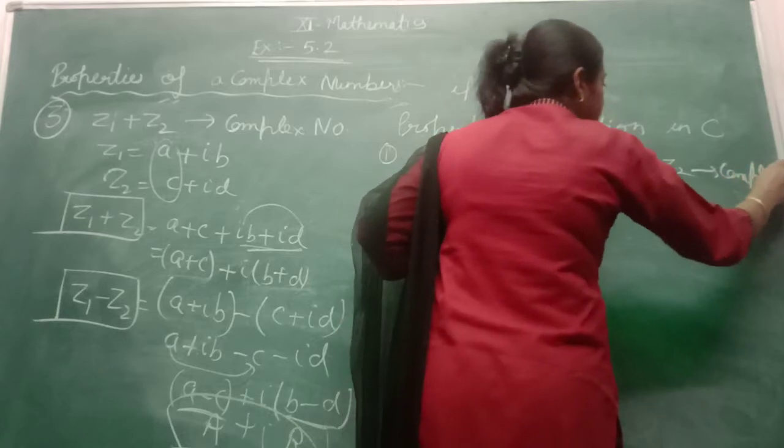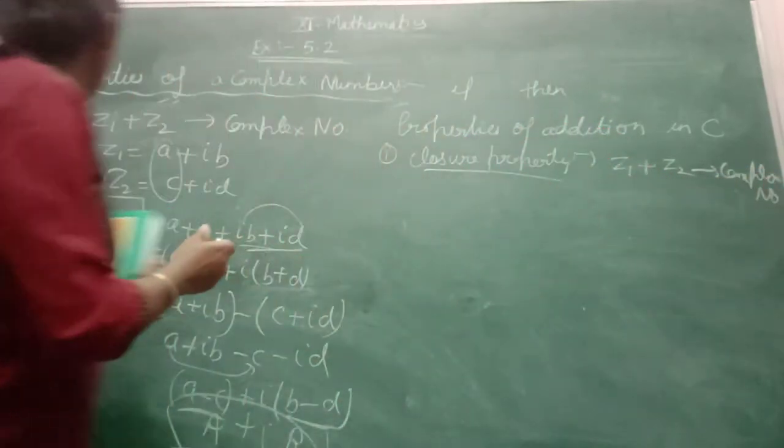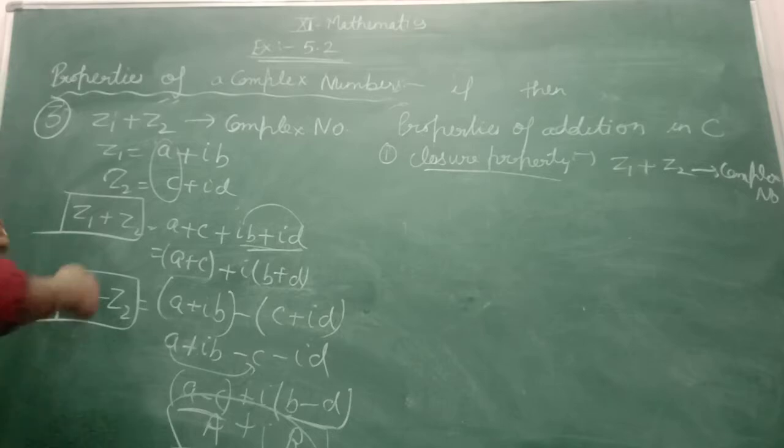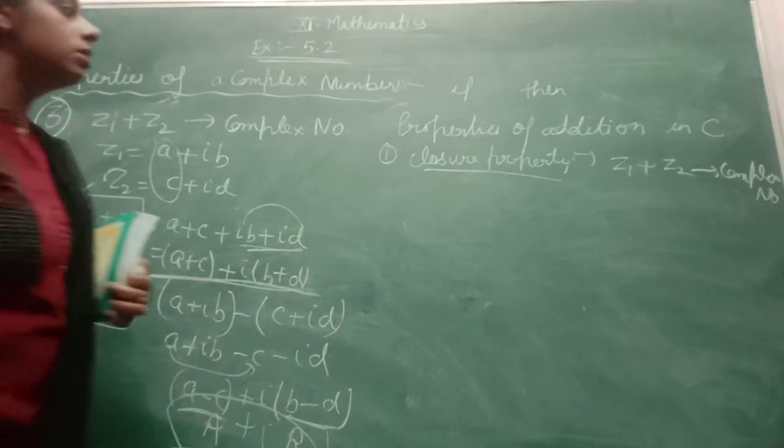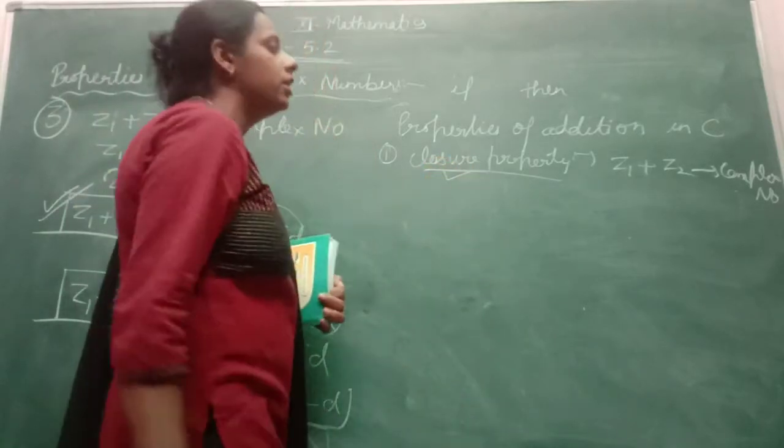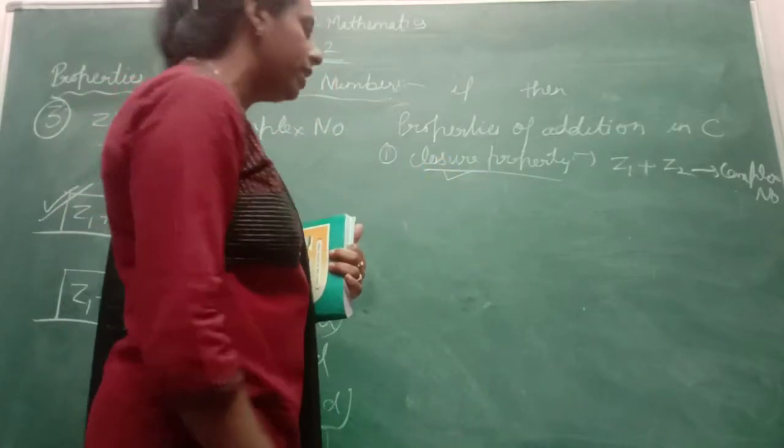You have done it previously, where we have shown that the addition of two complex numbers is also in the form of a complex number. So the closure property holds in the case of addition of complex numbers.